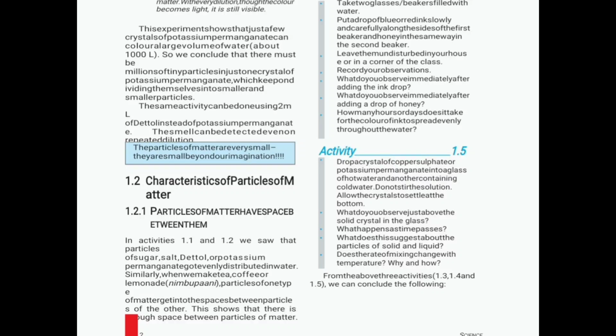What happens as time passes? What does this suggest about the particles of solid and liquid? Does the rate of mixing change with temperature? Why and how? From the above 3 activities, 1.3, 1.4 and 1.5, we can conclude the following.